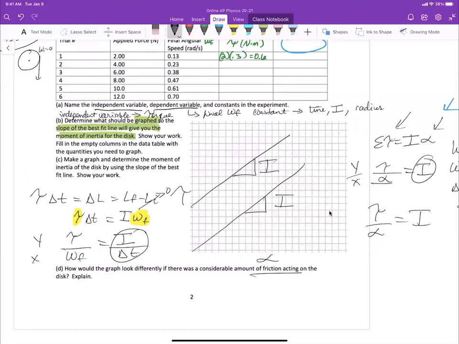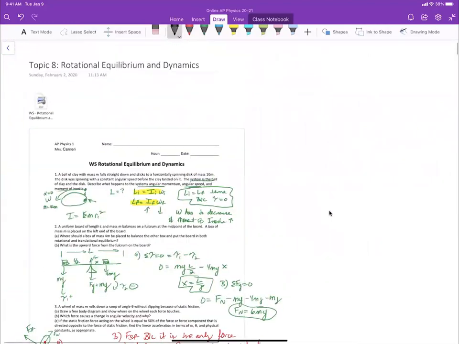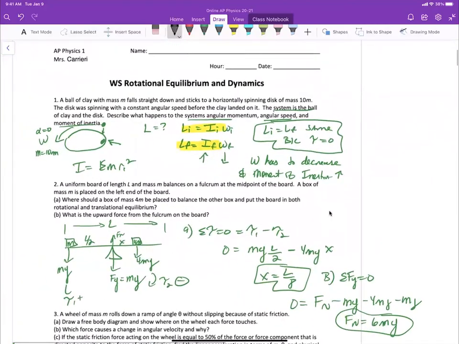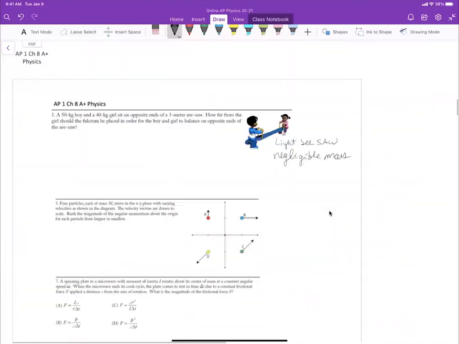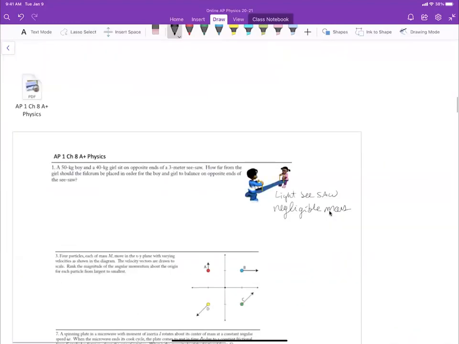Okay, so that is my part 1 video for rotational equilibrium and dynamics. And I'll make another one for the second part of this worksheet.